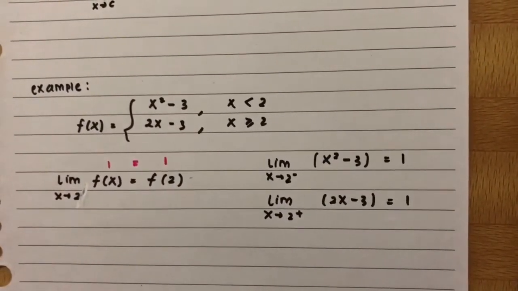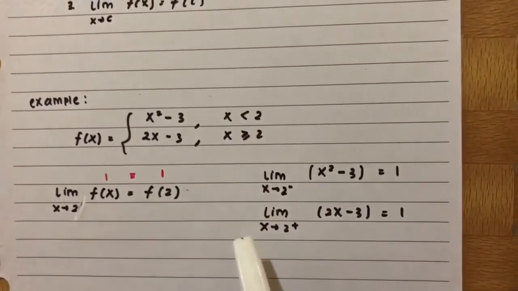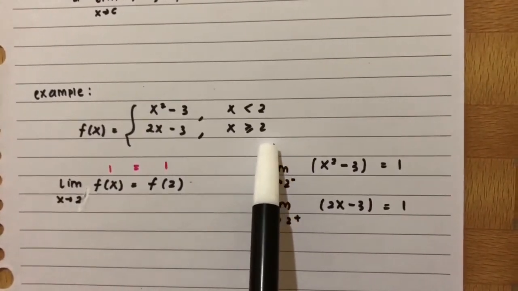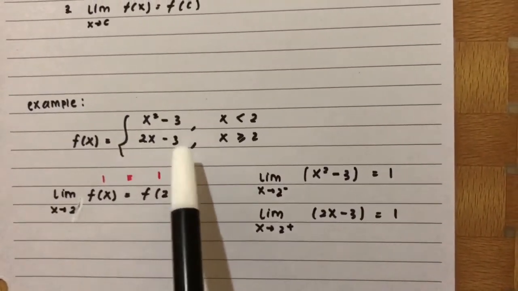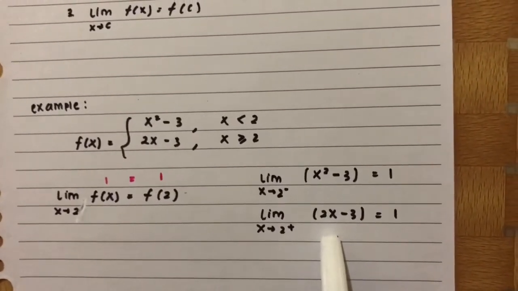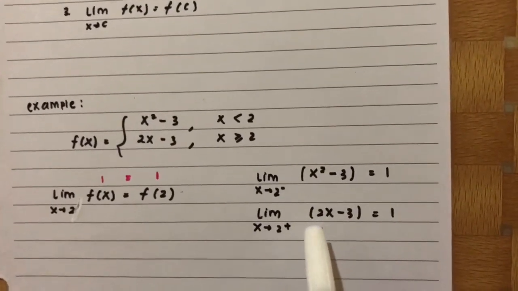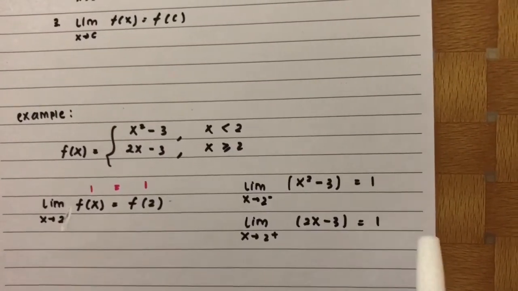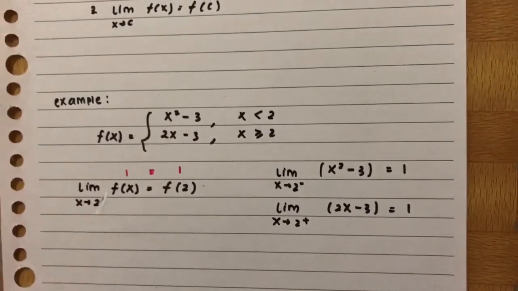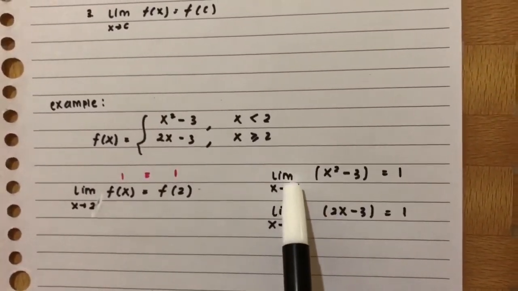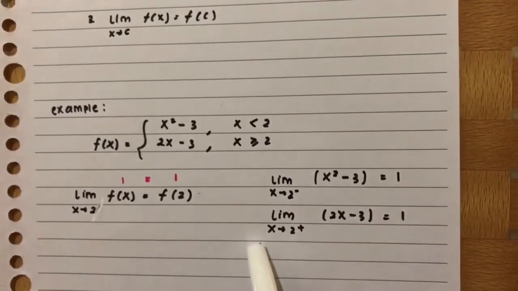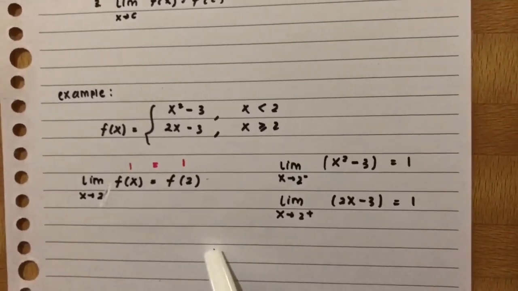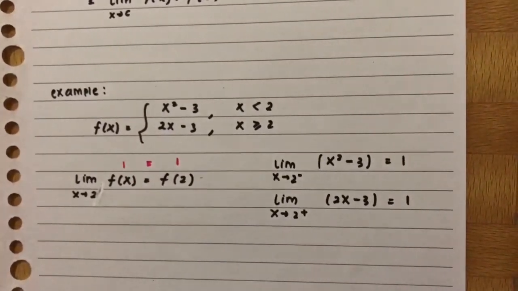For the right side, we need x greater than or equal to 2. So we're using 2x minus 3. Then we put in 2, meaning 2 times 2 minus 3, which equals 1. So as we can see here, the left-hand side limit is equal to the right-hand side limit. It means that this function is continuous everywhere.